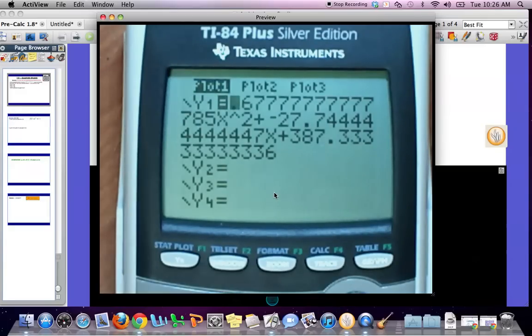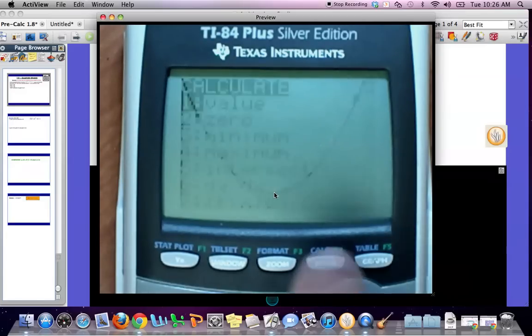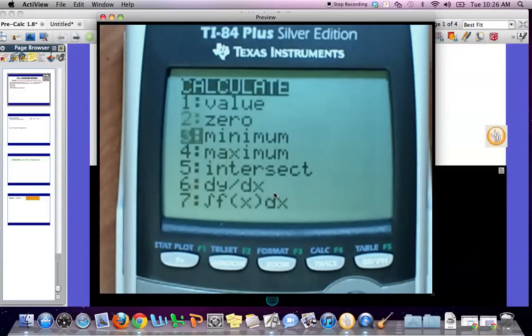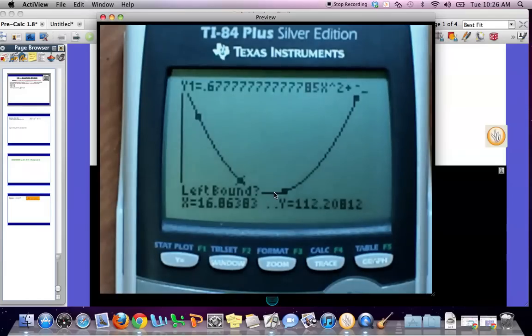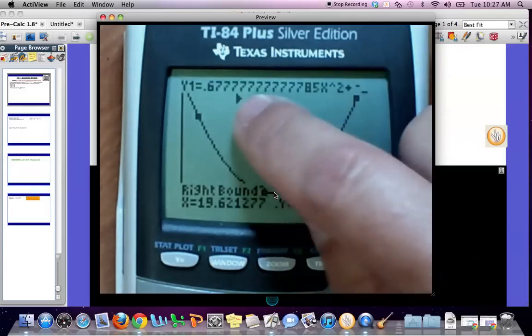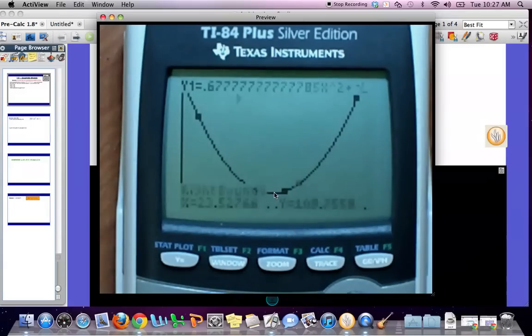You also can use technology to find the minimum. So if I say calculate, which is above the trace key, calculate the minimum, you got to move your little spider to the one side of the minimum and then move it over. If you're too impatient like I am, you can just type in a value, but I'll just move it. And then you hit the enter key to lock it down, and you'll see that little arrow right up there telling me that I've locked it down on that side. Get the spider on the other side of the lowest point, so I'm past it now. Hit enter, and you hit enter again.